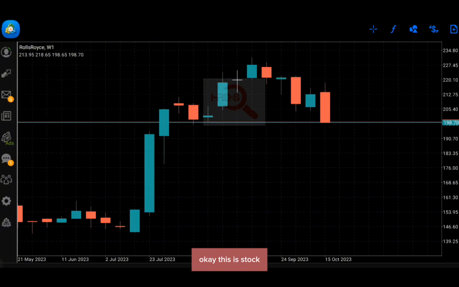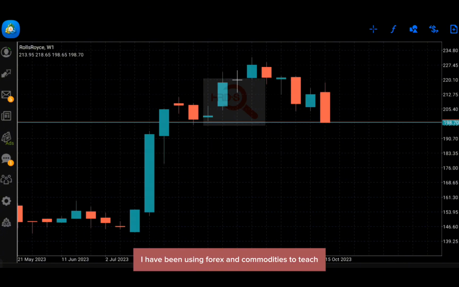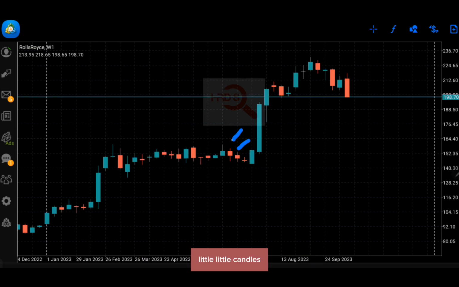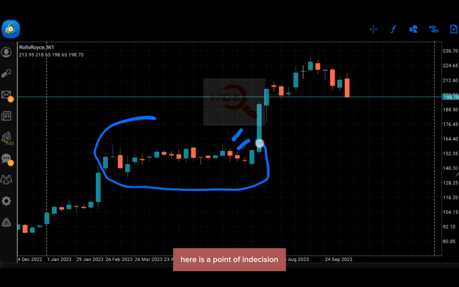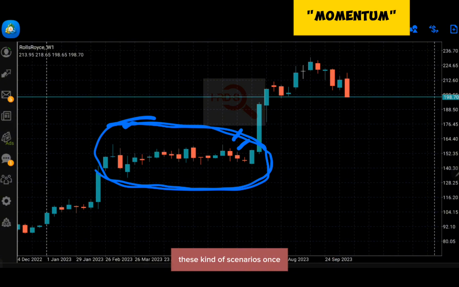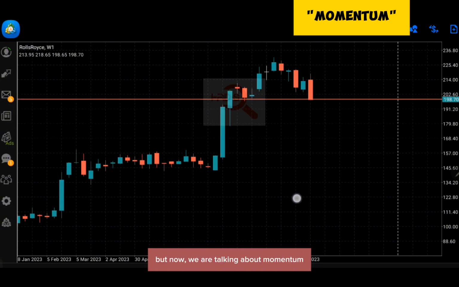Okay, this is stock. I've been using Forex and commodities to teach. This is applicable also in stock. You can see the momentum from this. We have little candles. Here is a point of indecision. We are coming to this very lesson that will interpret this kind of scenarios for us. But now we're talking about momentum. From this very point, you could know that the bulls are in charge.